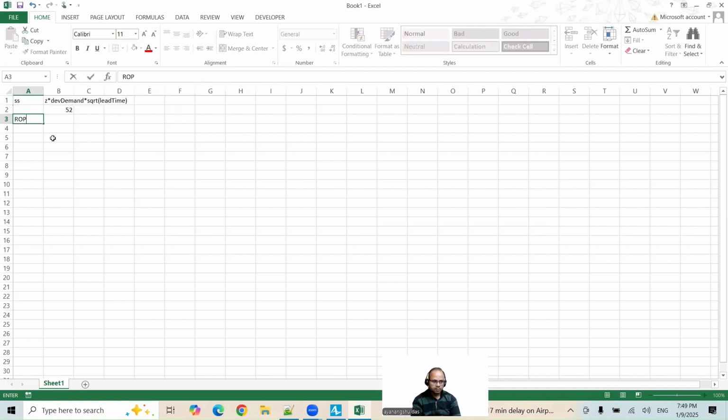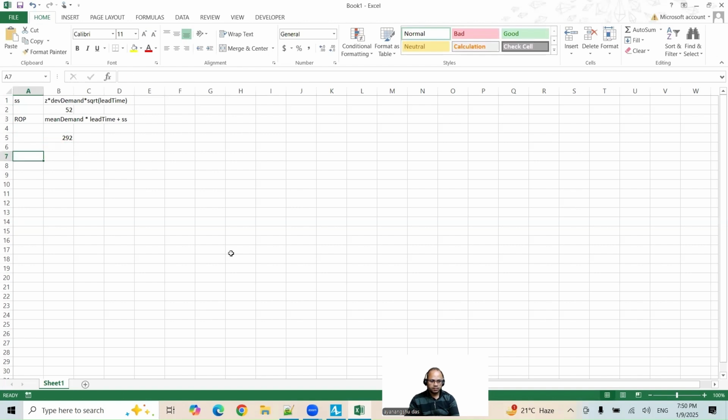So the ROP is typically calculated as the mean demand multiplied by the lead time plus the safety stock. Here in our case, the mean demand is 80 multiplied by the lead time, which is 3 days, plus our safety stock is 52. So the total ROP is 292.